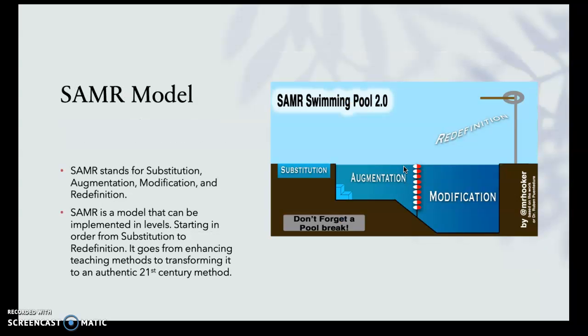And then the SAMR model is a little bit different, but SAMR stands for substitution, augmentation, modification, and redefinition. And these are 4 levels that go in order, starting with substitution all the way to redefinition.